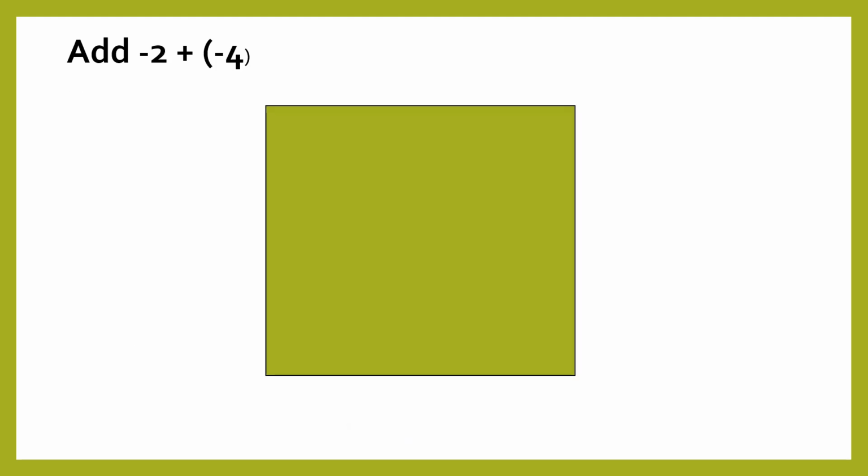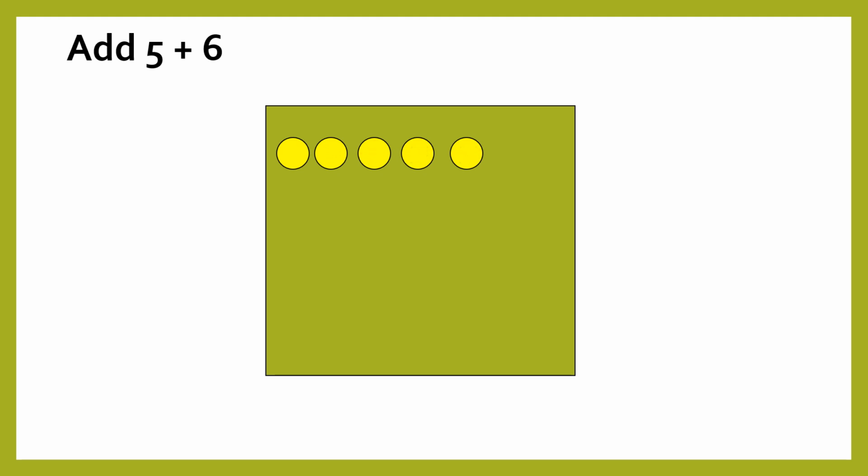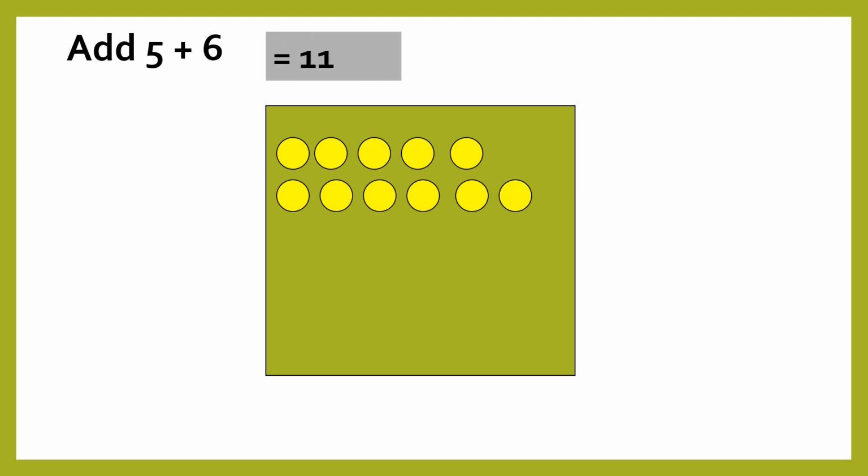Next we have negative 2. 1, 2, and then we have another negative 4. So how many red circles do we have here? That is equivalent to negative 6 because there are 6 red circles. Next, we have 5 yellow circles, and then let's have 6, 3, 4, 5, 6. So the total is 11.